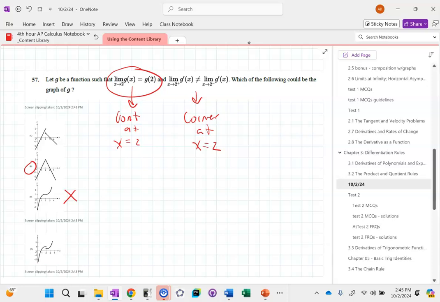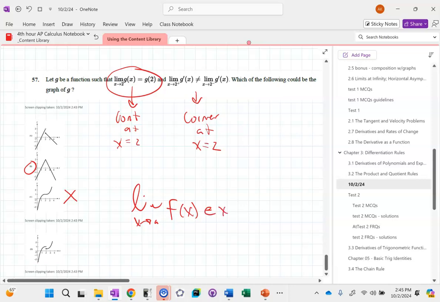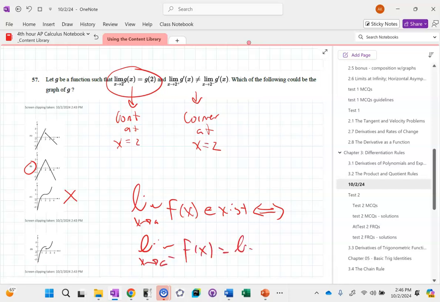Is that okay? So if I say the limit as x approaches a of f of x exists, that's equivalent to saying the limit as x approaches a from the right of f of x equals the limit as x approaches a from the other side of f of x. Those are equivalent statements.